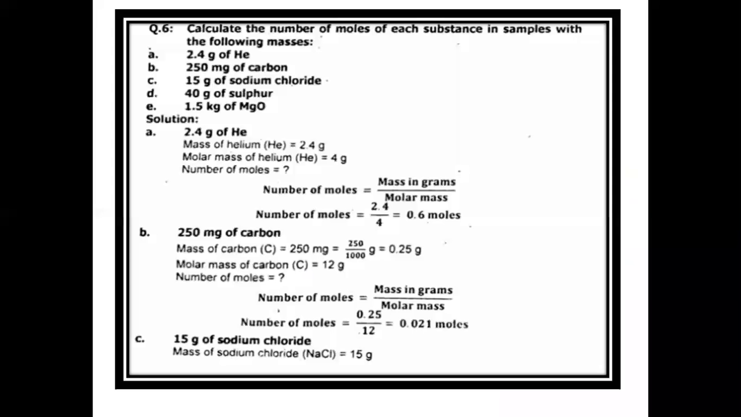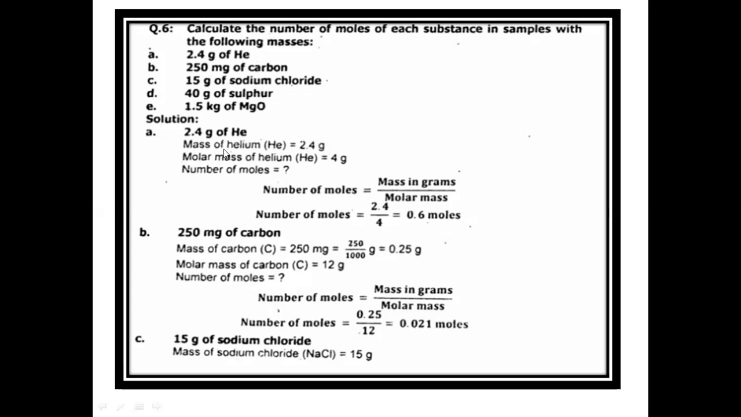Saira Jamal. Today we will do question number 6 of the exercise. Question number 6 is: calculate the number of moles of each substance in samples with the following masses. We have to find out the number of moles. What is given to us? Grams, or masses, are given to us, and we have to find out the number of moles.